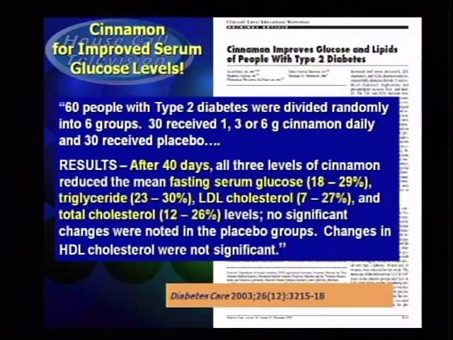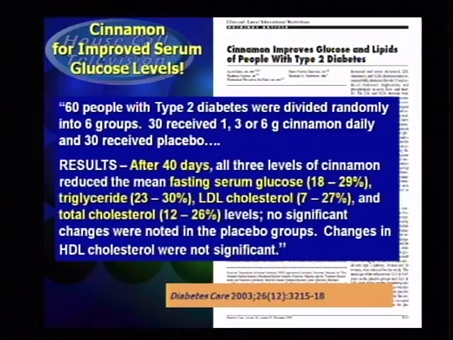we're looking at other things that might help, not only changing the diet, but some things that we can put within the diet. And in this case, this is a paper that talks about cinnamon for improved serum glucose levels, where they found where 60 people with type 2 diabetes were divided randomly into 6 groups. 30 received 1, 3, or 6 grams of cinnamon daily, and 30 received a placebo. Now the results were that after 40 days, all 3 levels of cinnamon reduced the mean fasting serum glucose by 18 to 29%. That's almost a third.